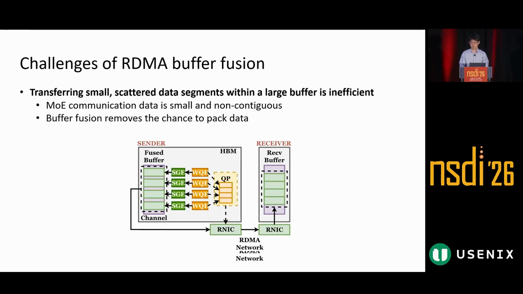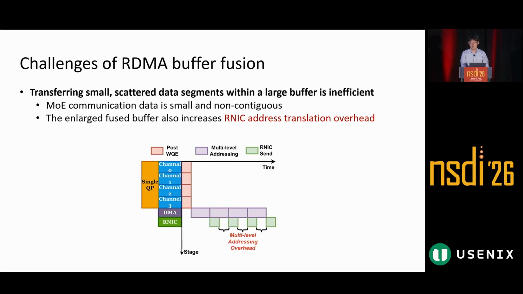So the question becomes not whether fusion is beneficial, but how to make fusion efficient when data layout is fragmented and communication messages are irregular. This issue also interacts with the network interface. Without careful design, the RNIC ends up processing too many tiny requests, and the benefits of moving copies may be offset by extra transmission overhead. In addition, the fused buffer becomes larger, which increases RNIC address translation overhead. The memory translation table cache is limited, so large fused regions can trigger more expensive multi-level address translation.